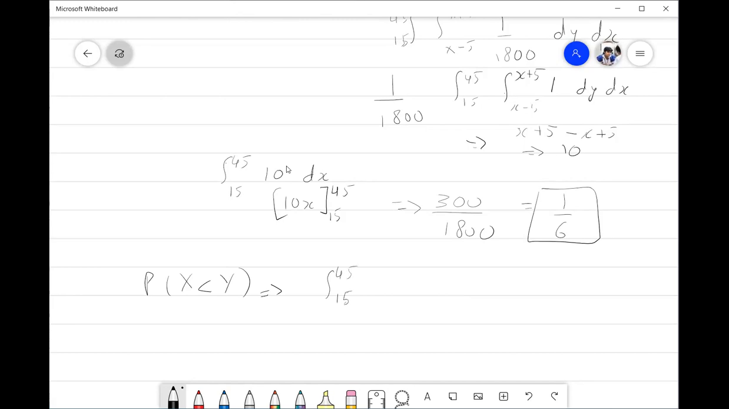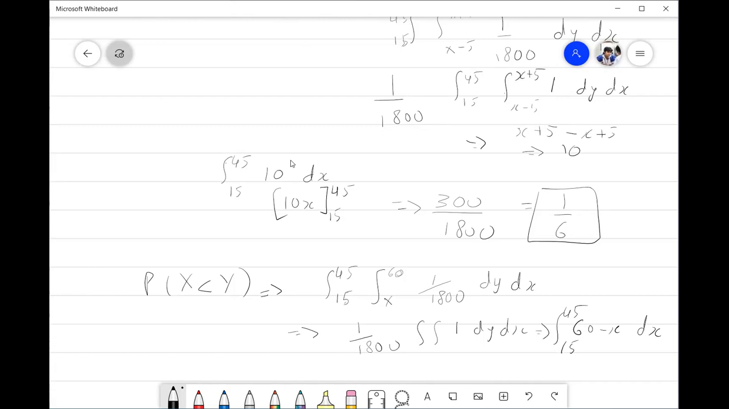So I'll keep the x limits as they are, and y's limits I have to fix. y is the greater value, so the lowest value y can have with respect to this relation is x, and the greatest value it can have is 60, because it's a uniform distribution from 0 to 60. I'm going to plug in the limits again. The f function is 1 upon 1800 dy dx. I'll do this very quickly now because I'm pretty sure all of you know how to do this. If I take the constant out, the integrand is 1, right? So I'm going to input 60 minus x into this. Now I have to take the integral of 60 minus x from 15 till 45 with respect to dx.